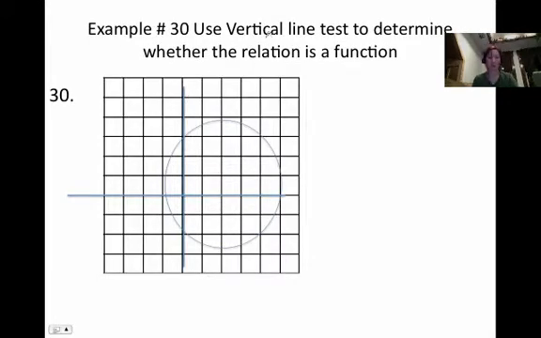Alright, so example number 30, use the vertical line test to determine whether this relationship is a function. So again, there is an equation behind this. You don't know it yet. You'll eventually learn it. But all they're asking you to do is look at this type of equation that must have put these plot points on this graph, and they're asking you to run that vertical line through it, and you can see right here, no, it is not a function. Not a function.